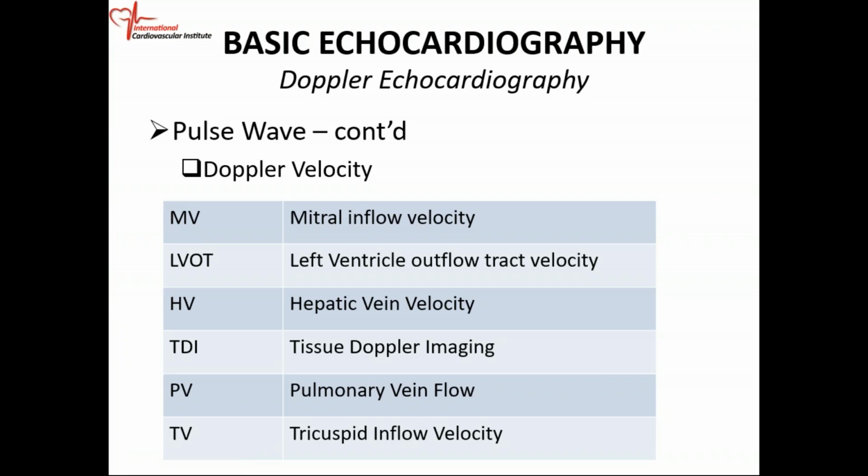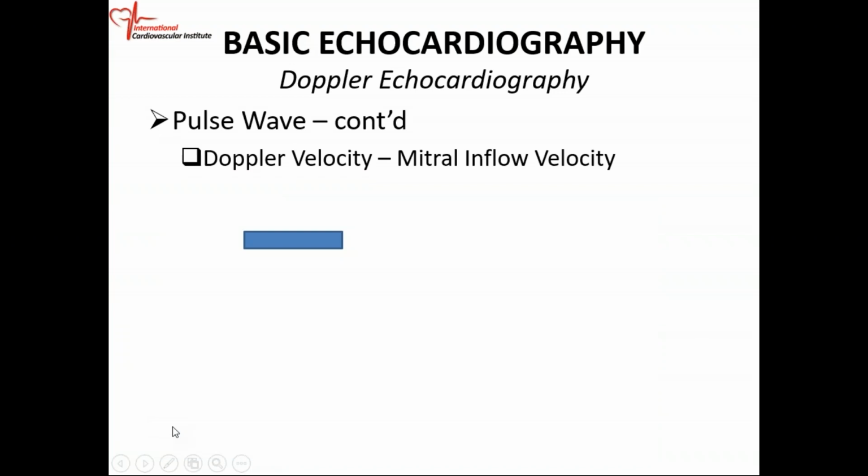Initially, you probably have to memorize it, but once you start doing your echo, it becomes second nature because you know when you're going to use your pulse wave Doppler, and you also know when you're going to use your continuous wave Doppler. So pulse wave Doppler, we use to measure low velocity flow: mitral inflow, left ventricular flow tract velocity, hepatic vein velocity, tissue Doppler imaging, pulmonary vein flow, and your tricuspid inflow.